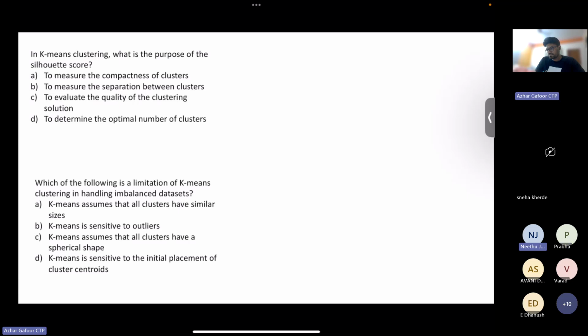B, to measure the separation between cluster. Which one? B, to measure the separation between cluster. Not exactly. C, to evaluate the quality of the clustering solution. Yeah, C is the correct answer. Because it's a metric that shows us if the clustering that we have done is good or bad.